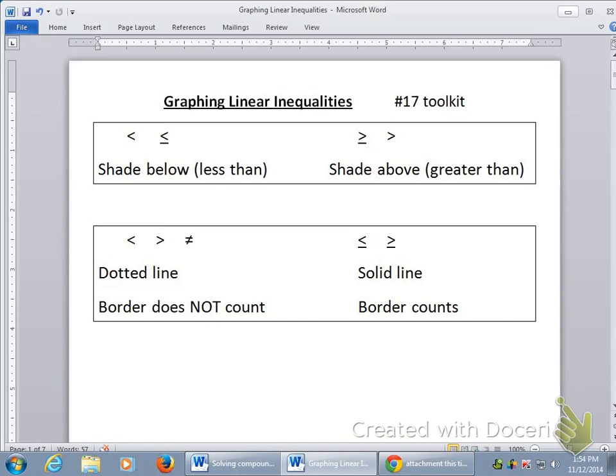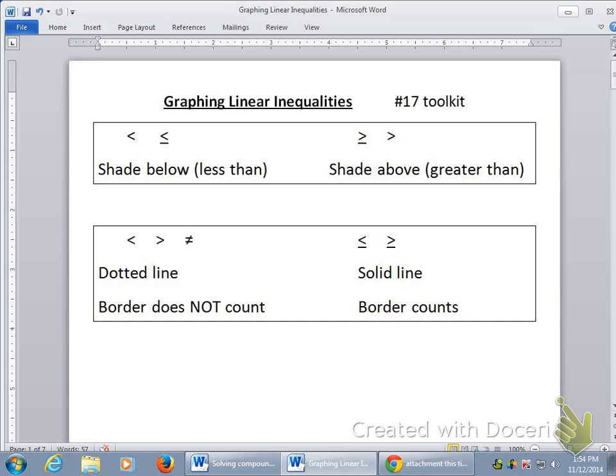Okay guys, we're going to graph linear inequalities today. This will be number 17 in your toolkit. You want to jot these things down at the very top of your toolkit, and then I've got some graphs for you to put for examples.